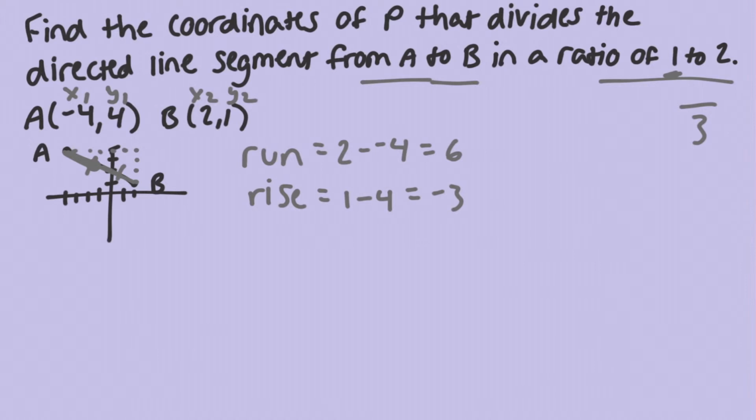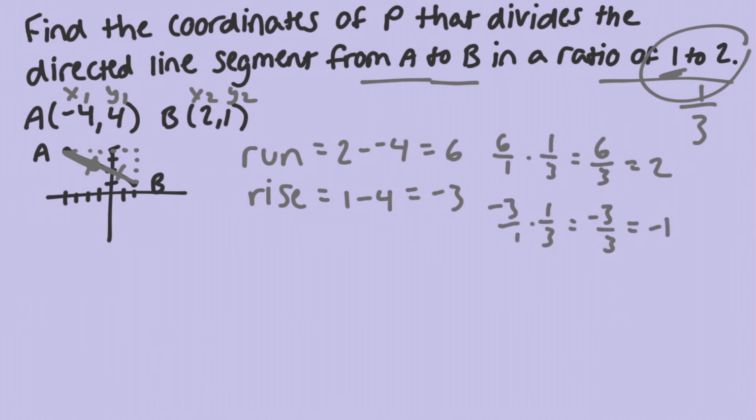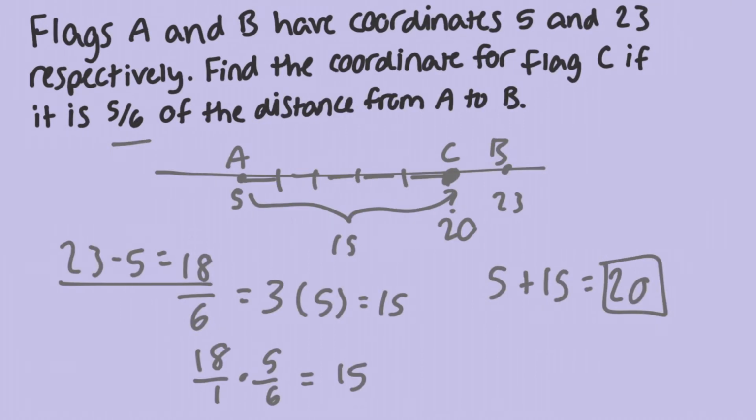So if you're given a ratio, the denominator should always be when you add those 2 numbers, and then the numerator should be that first number. So we can multiply both of those, 6 over 1 and negative 3 over 1, by 1/3. So this part says we're going right 2 and down 1. That was like this part right here that told us the 15. But we need to see exactly where that's going to be.